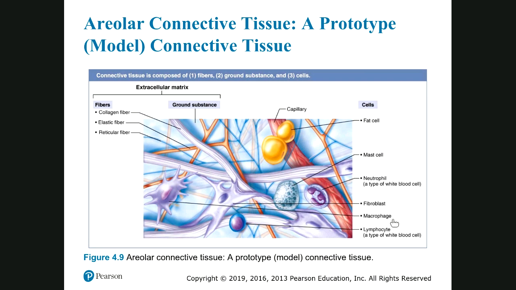Some examples of the cells found in connective tissue will be fibroblasts. They're found in connective tissue proper, and they become the mature fibrocytes. Chondroblasts, blasts because they are the immature cartilage cells, they become the mature chondrocytes.